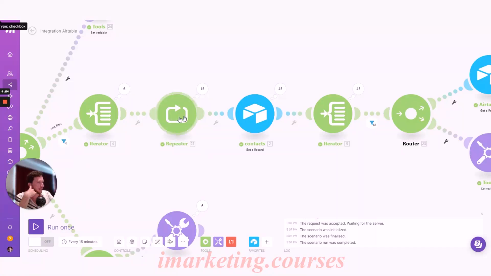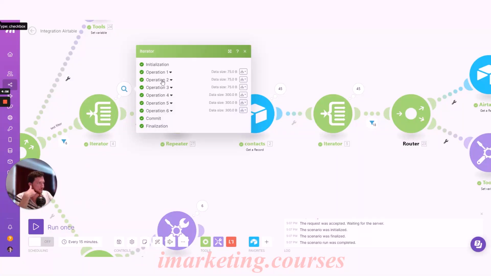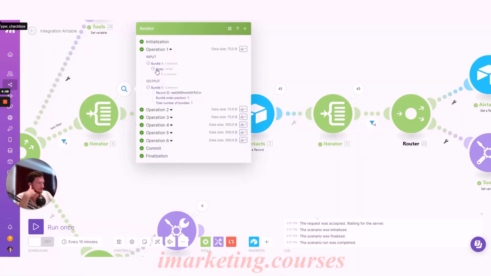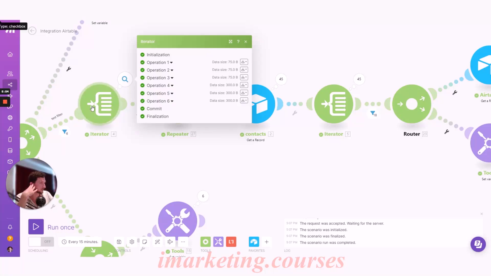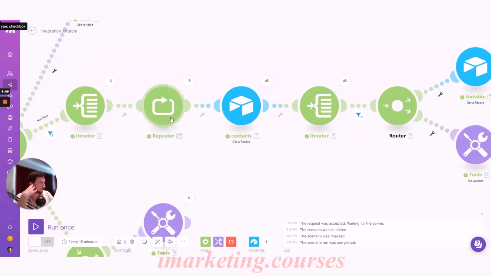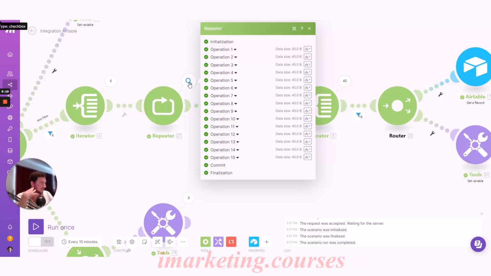Then we hit our next repeater module. Now we're also iterating contacts here. Yeah, so we iterate the contacts here. I think we get what? Well, we got 6 hitting here. And then for each of those contacts, we're then iterating them.